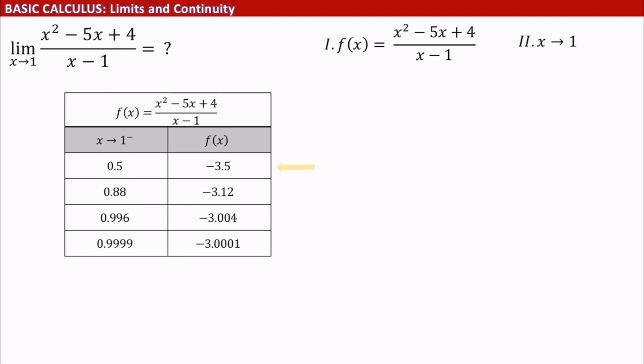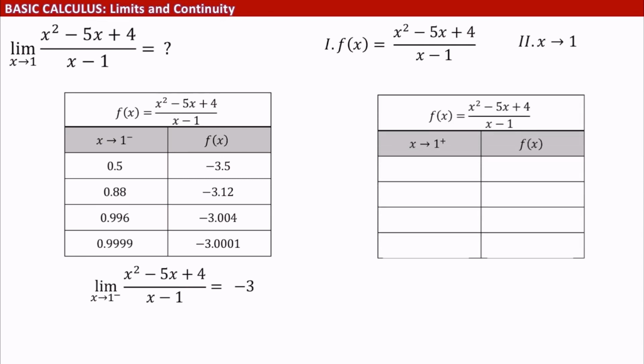Now let's investigate. Saang value lumalapit ng ating f of x as our x approaches 1 from the left? Obviously, it approaches negative 3. Therefore, the limit of x squared minus 5x plus 4 all over x minus 1 as x approaches 1 from the left is equal to negative 3. Ngayon naman, let's have the limit of our function as x approaches 1 from the right.